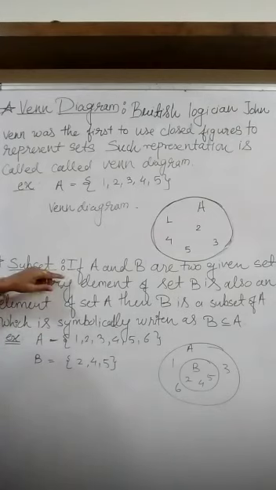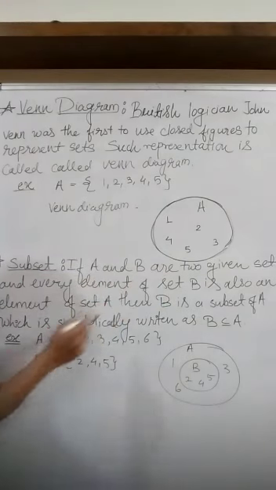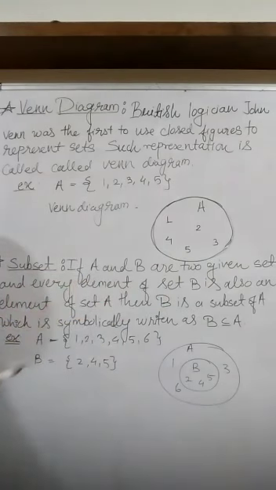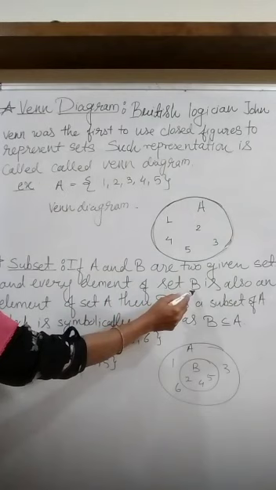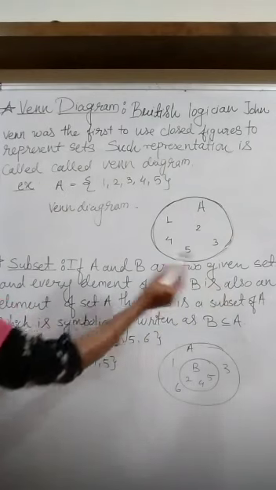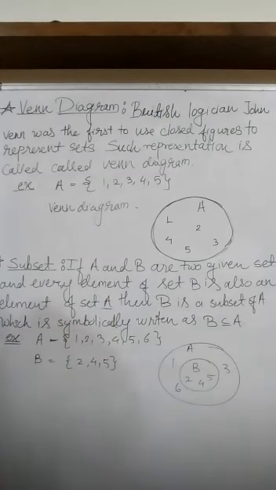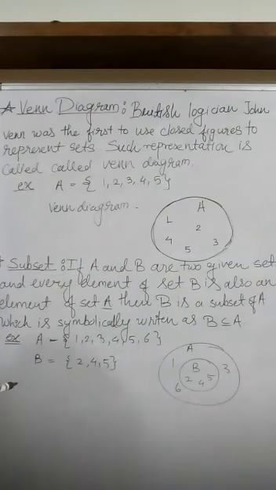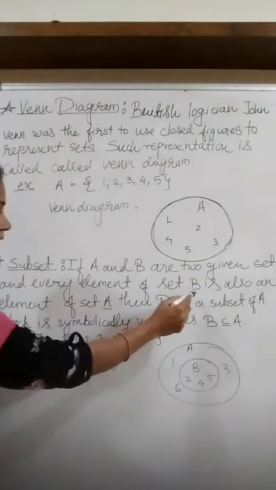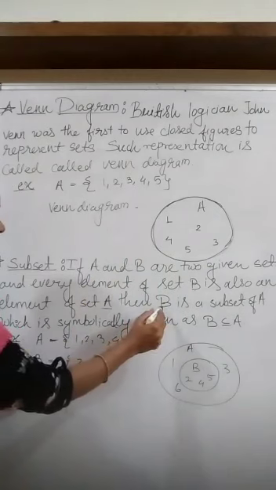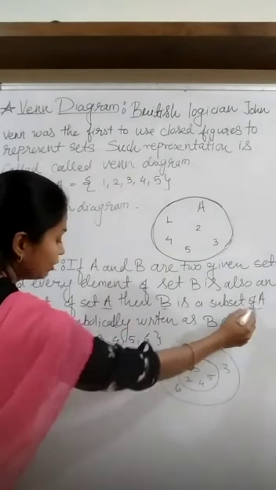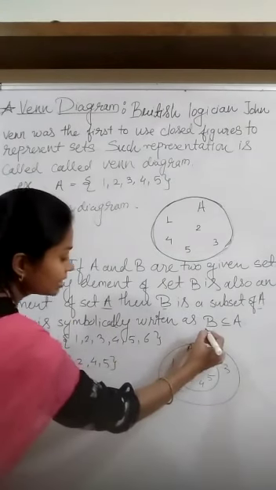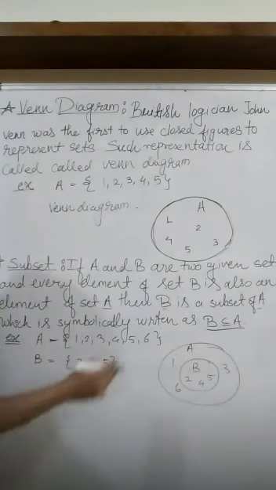What is a subset? If A and B are two given sets and every element of the set B is also an element of the set A. B के सारे elements set A में है, then B is a subset of set A. Then B is a subset of set A. यानी B के सारे elements अगर set A में है तो हम B को कहेंगे as a subset of A, and we can represent this symbolically as B is a subset of A.